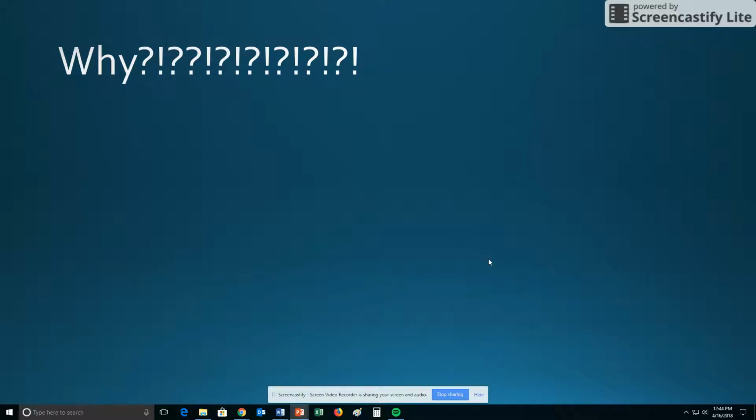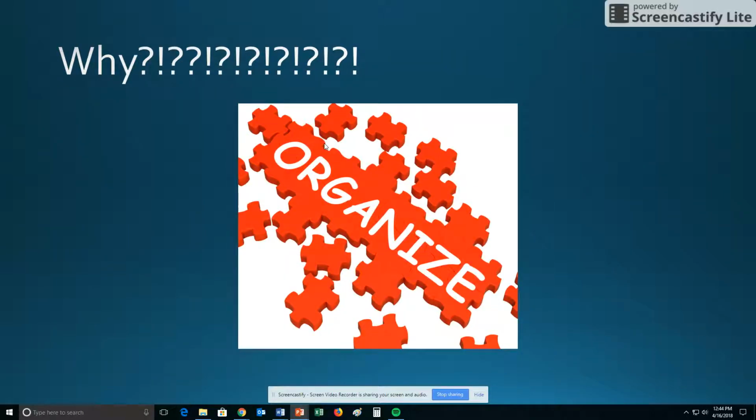Now, why are we doing this? Because this will help you organize all your information and your thoughts before you start writing your paper. It'll make writing your paper so much easier. I promise you it will.